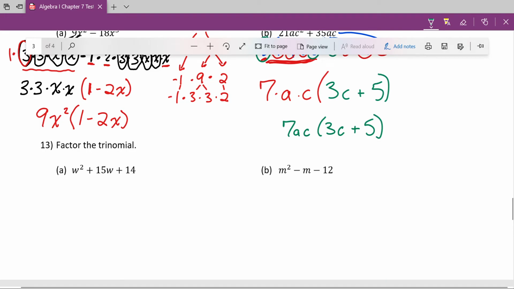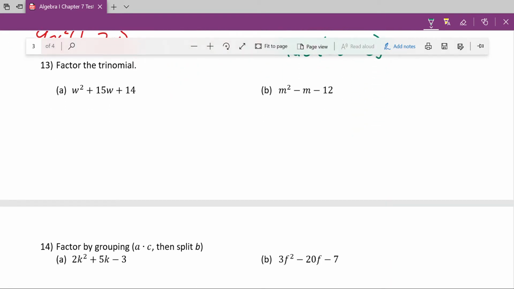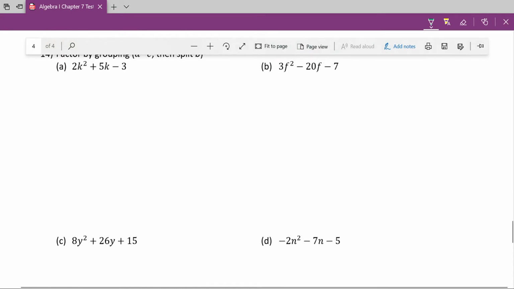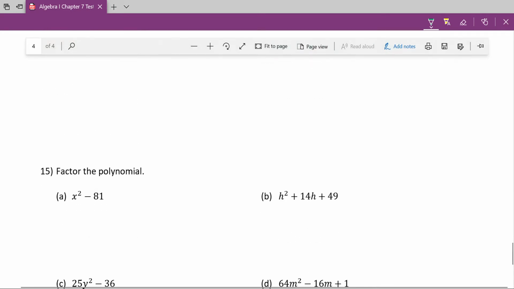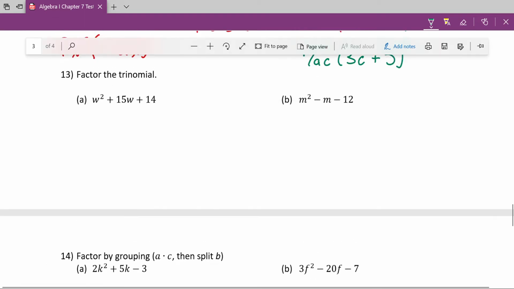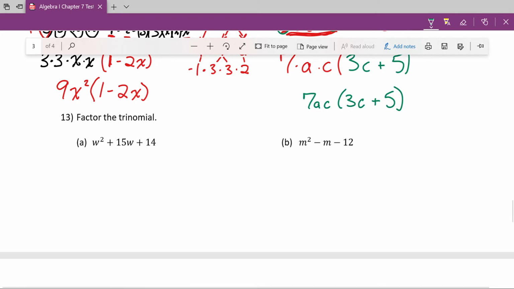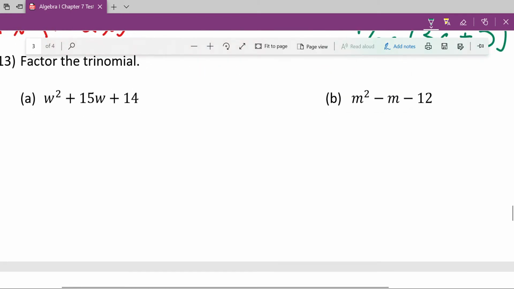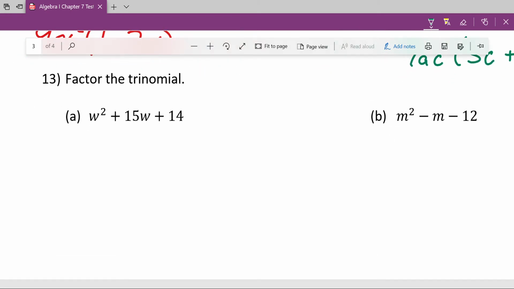We're going to move on to number 13. All right, factor the trinomial. Now, factoring the trinomial is pretty easy, all right? When we get to number 14, it's going to get a lot more complicated, but for 13, let's just focus on 13. So 13 says, factor the trinomial w squared plus 15w plus 14.